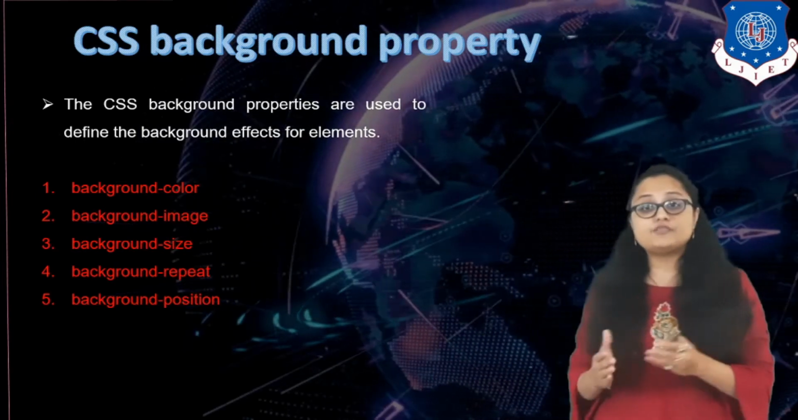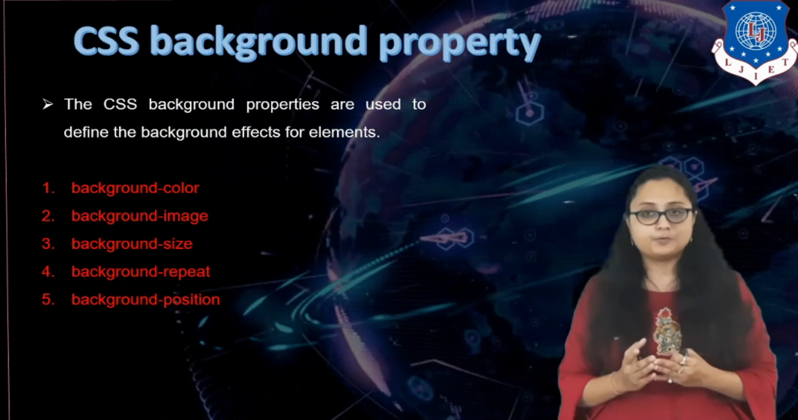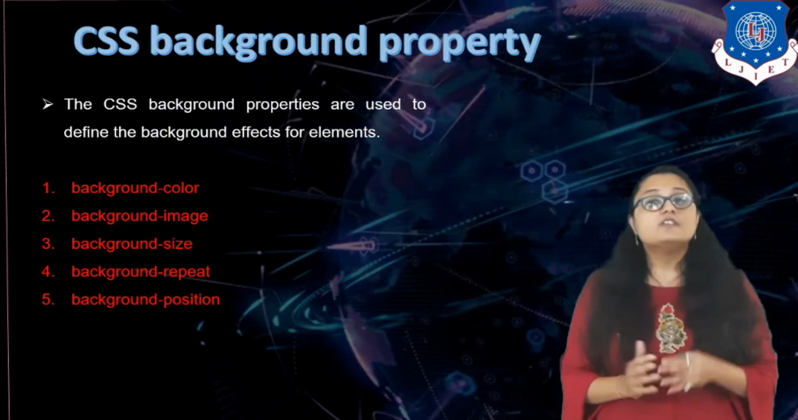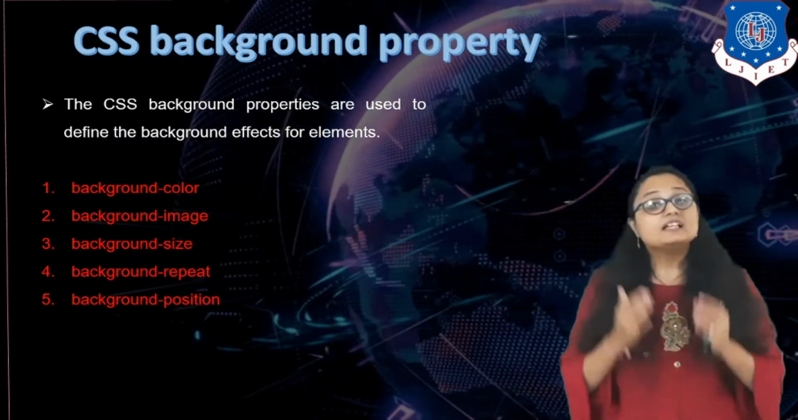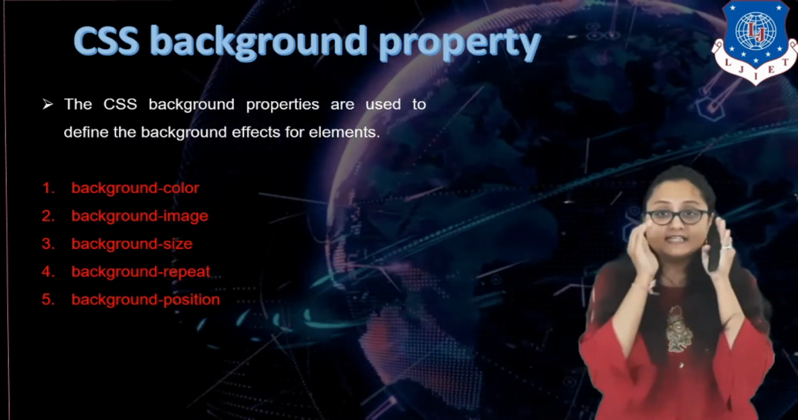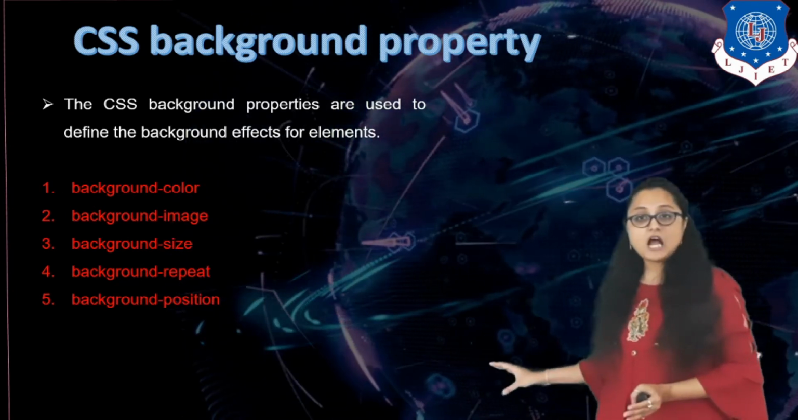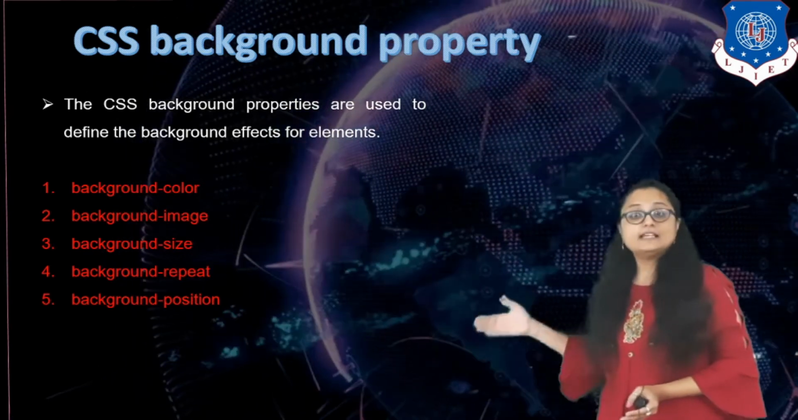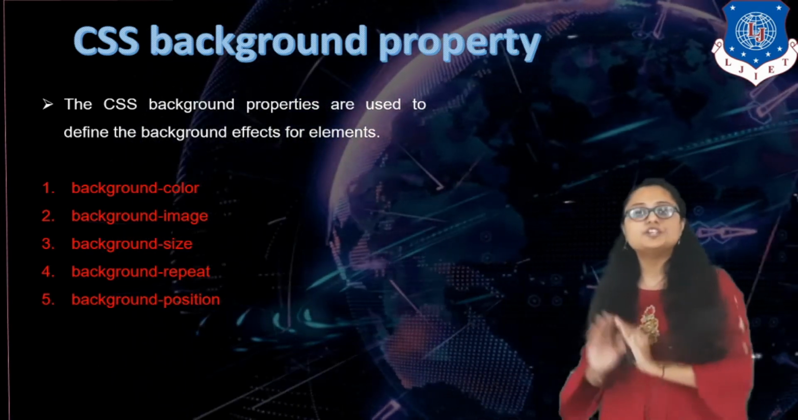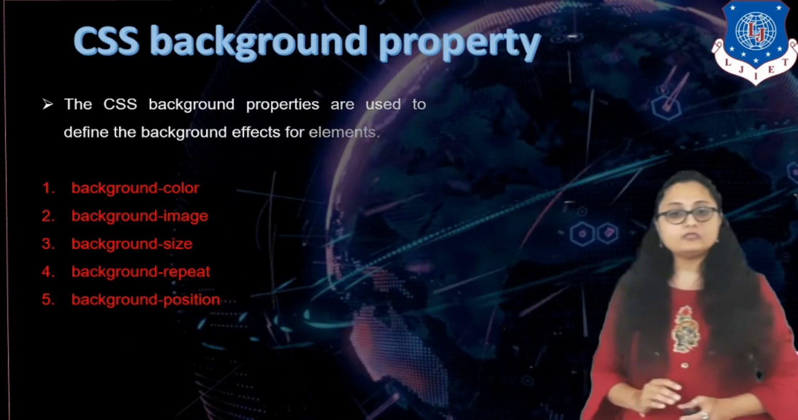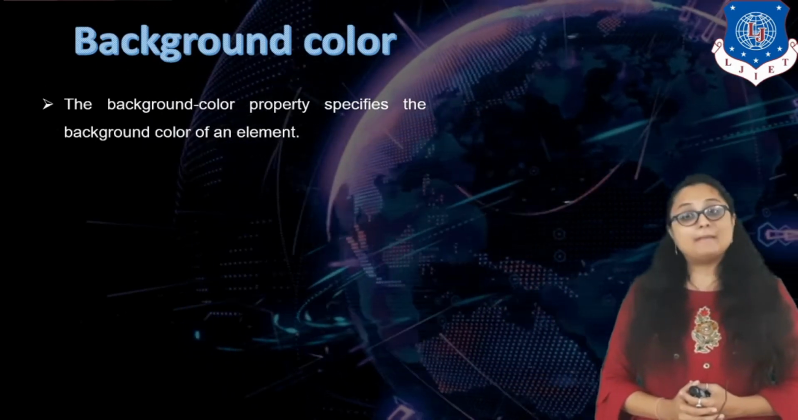You can also specify the background repeat property. We will see shortly what you mean by background repeat property. That is also set when you are setting any background image. The background position property is also set for setting the position of the image that you have set in the background. So these properties are not standalone properties, they come only if you are setting the first property, that is the background image property, right? Now let us see the first property, that is background color.